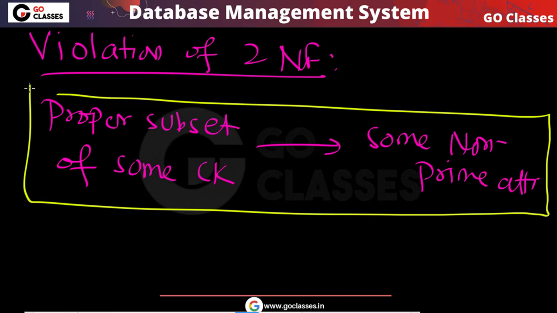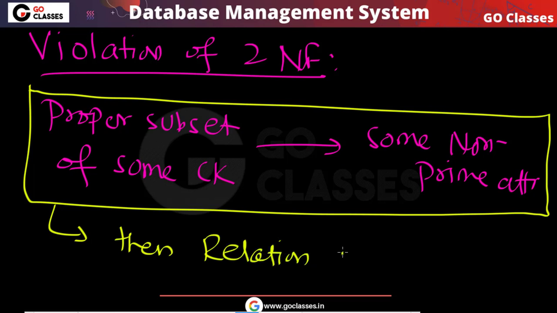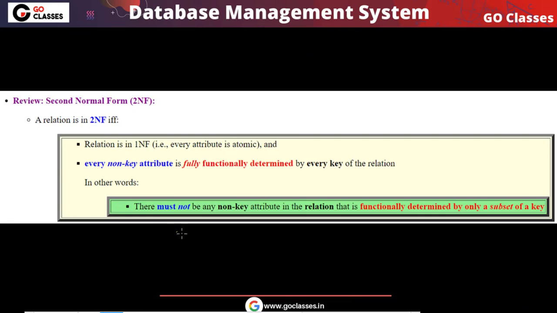If this happens in your relation, that a proper subset of some candidate key is determining some non-prime attribute, then this is the violation of 2NF, and our relation R is not in 2NF. This is what our definition says.